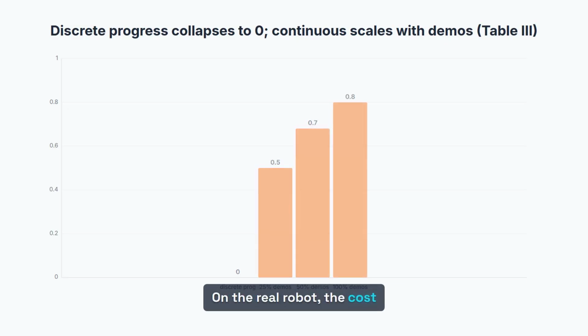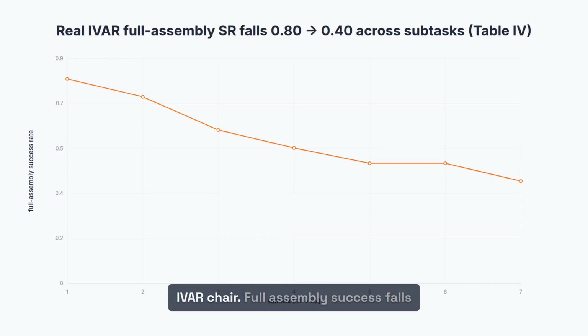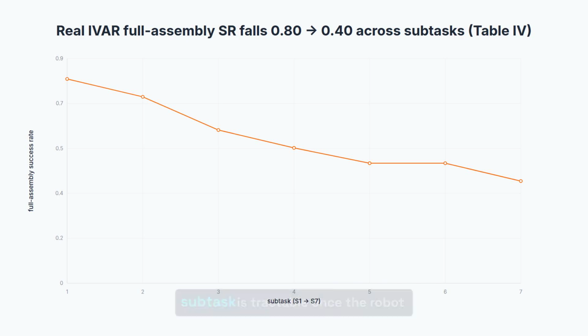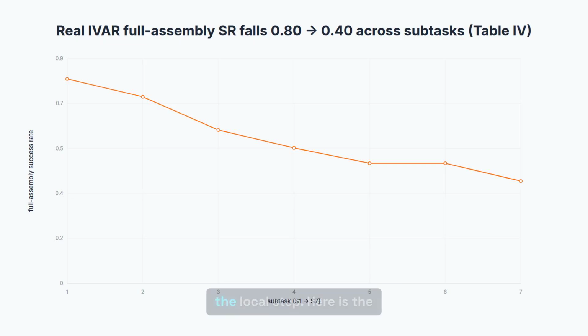On the real robot, the cost of long horizons shows directly, with 15 rollouts per subtask on the real IVAR chair. Full assembly success falls monotonically from 80% at subtask 1 to 40% at subtask 7. Failures accumulate along the chain, but the per-part success rate tells the other half. Each individual subtask is tractable once the robot reaches it, peaking at 87% at subtask 6. The hard part of long horizon assembly is getting to the right state, not executing the local step.